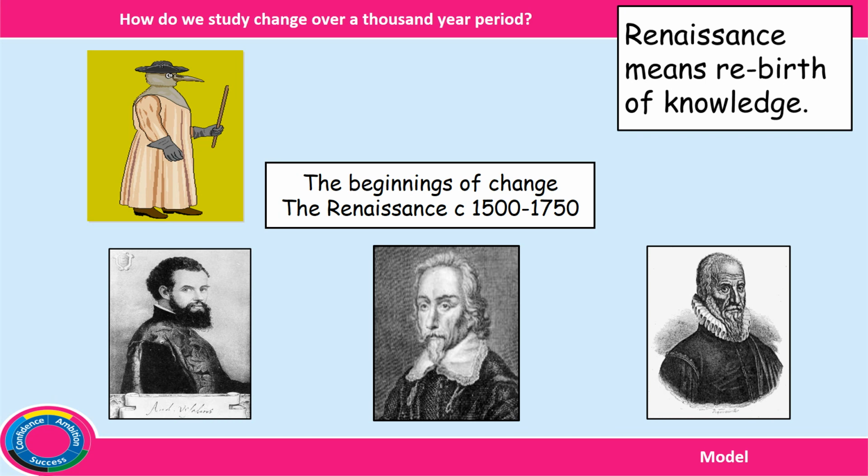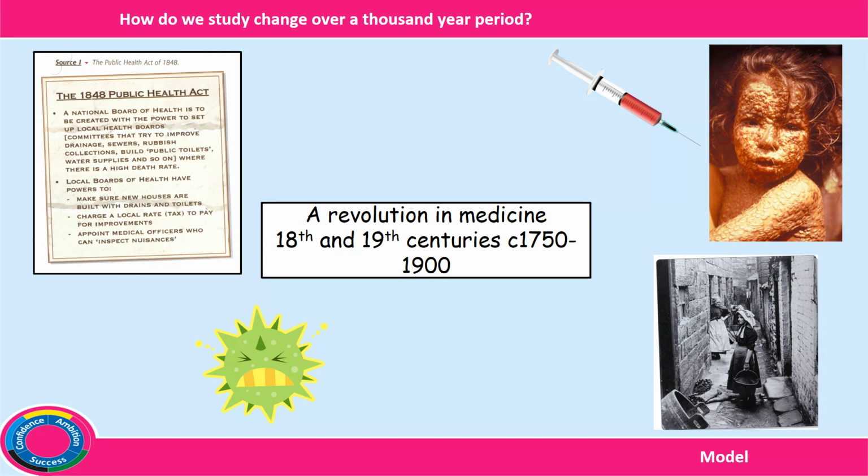In this period, we also see the Great Plague of 1665, and we will compare that with the Black Death and look at how medical knowledge and understanding had advanced and how people now understood that the disease could be passed from person to person, hence why many of the physicians at this time wore masks when they were visiting their patients. We then move on to look at the 18th and 19th centuries, known as the revolution in medicine.